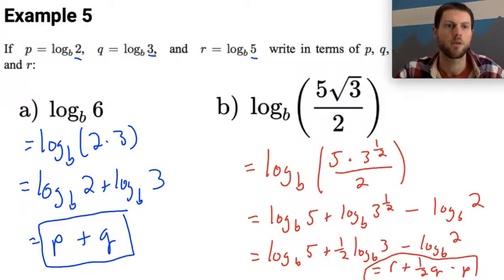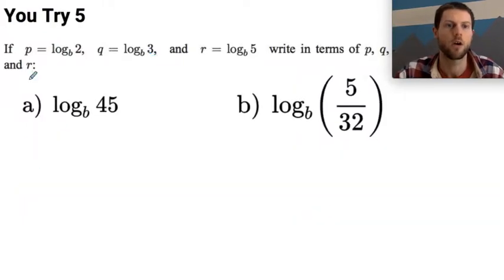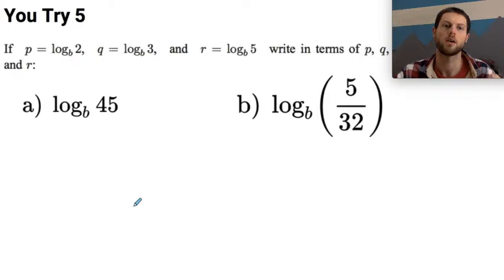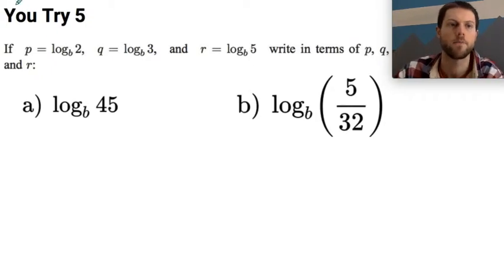So using those same definitions of p, q, and r, why don't you try this example? Try and make these numbers as some sort of product or quotient or something to do with 2s and 3s and 5s. Pause the video, give it a shot.